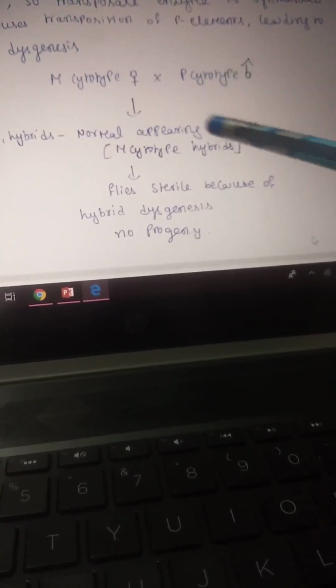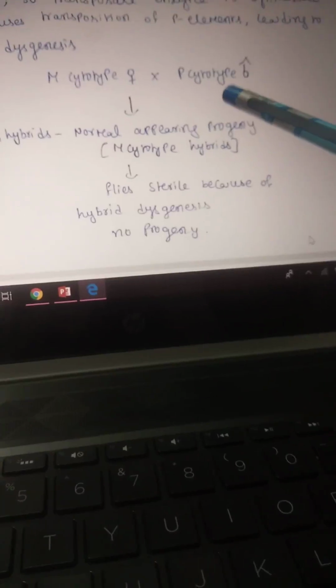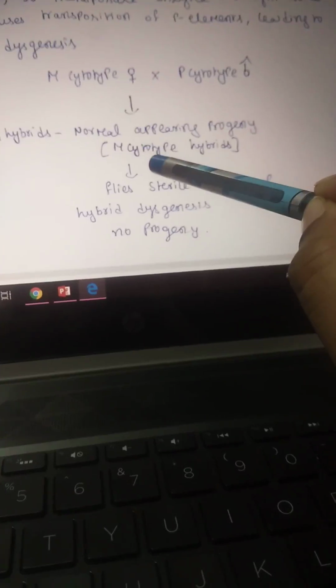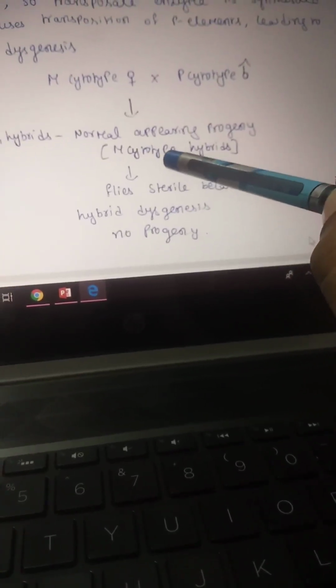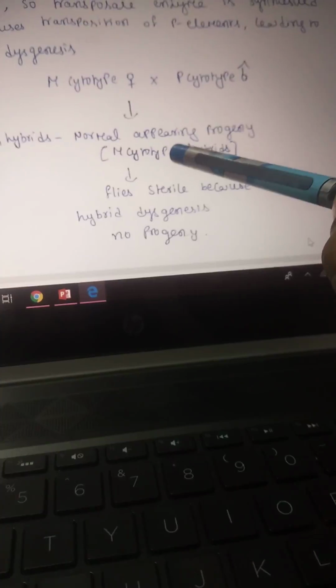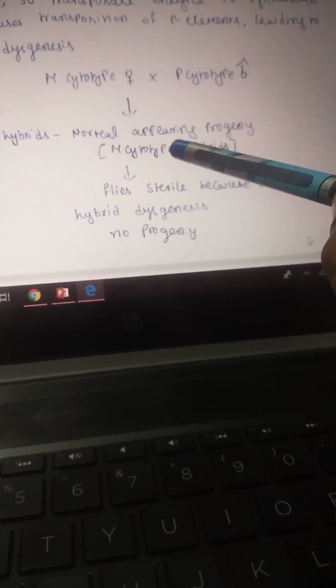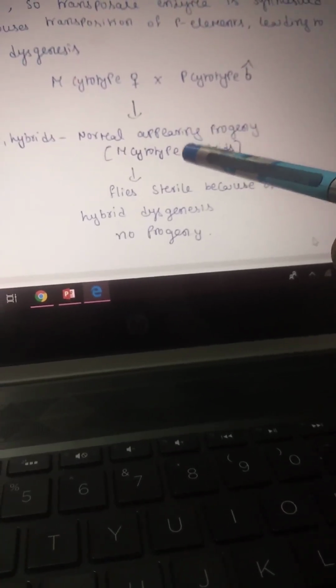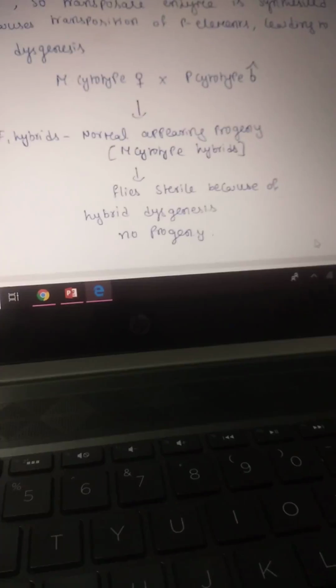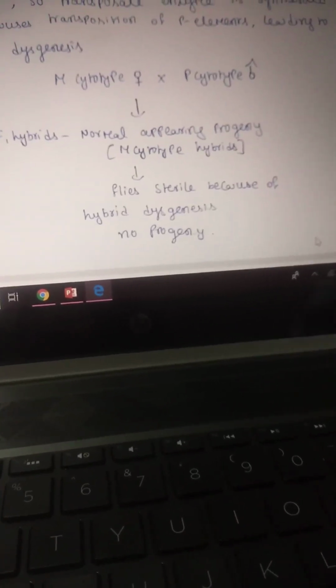Repressor protein blocks the expression of transposase enzyme in P cytotype and prevents the movement of P element in the P cytotype. But in this cross, P elements are exposed to M cytotype. M cytotype is not having repressor protein. Because of lack of repressor protein, transposase enzyme is synthesized, which causes the transposition of P elements and that leads to hybrid dysgenesis. So this is a very simple concept, try to remember.